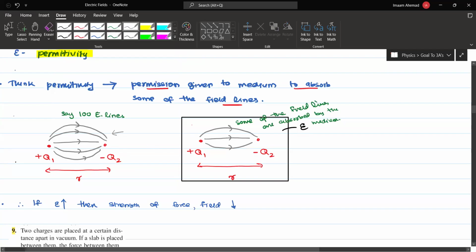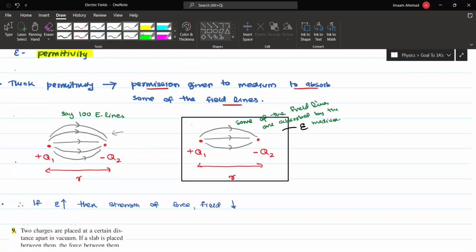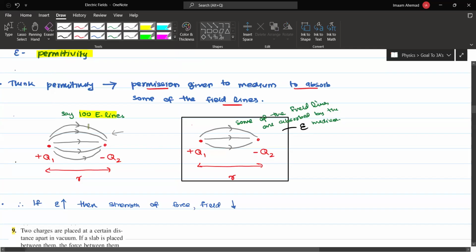so if it is placed in a free space, let's say 100 lines of electric field, okay? We have 100 electric lines of forces. If there are more electric lines of forces, then we know that the attraction between them will be high, right? Attraction between them will be high. Now, we are going to place the same charges at the same distance, but this time inside a dielectric medium. Okay, we are going to place it inside a dielectric medium.